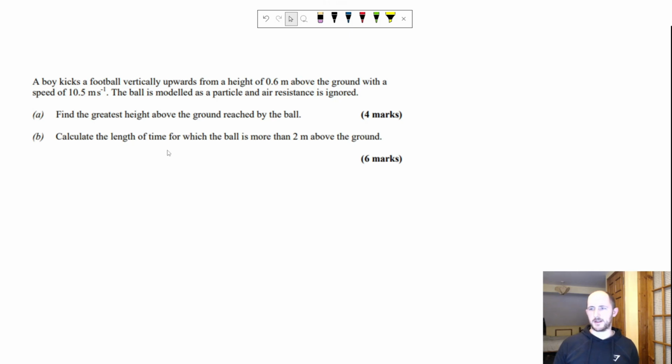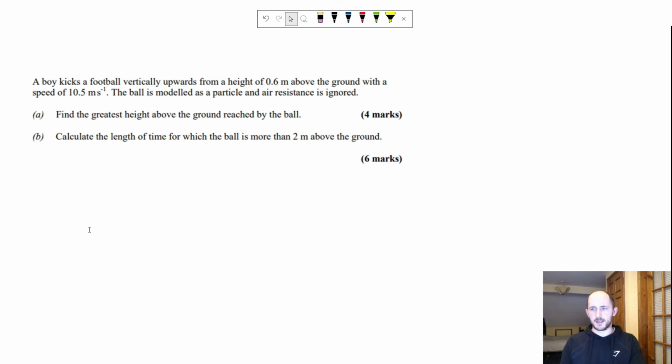This question here is similar to one of the other SUVAT questions that we did previously. So we have a boy kicking a ball vertically upwards from a height of 0.6 meters above the ground with a speed of 10.5. The ball is modelled as a particle and air resistance is ignored, and it has to be ignored because SUVAT, right? Constant acceleration.